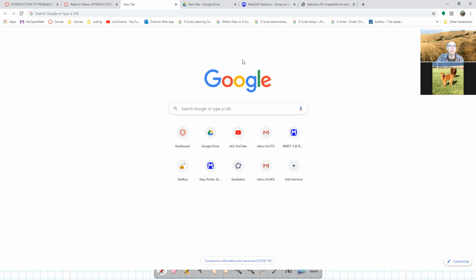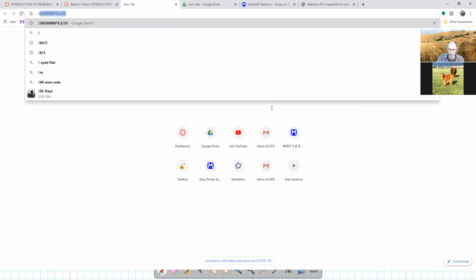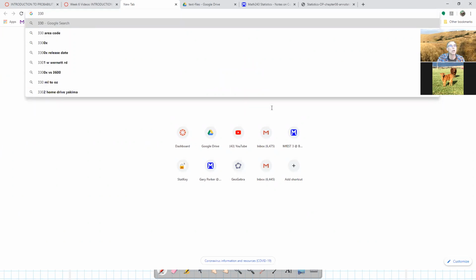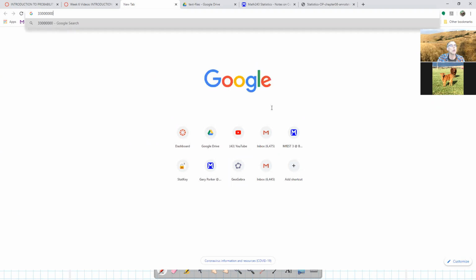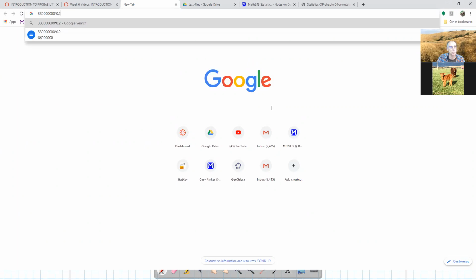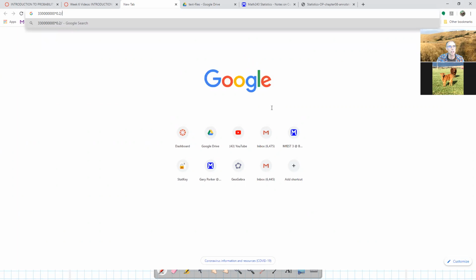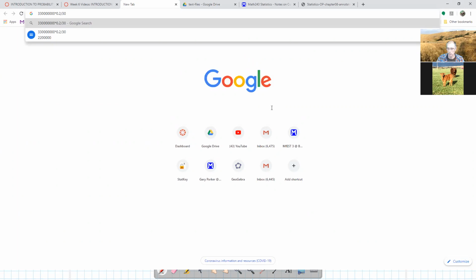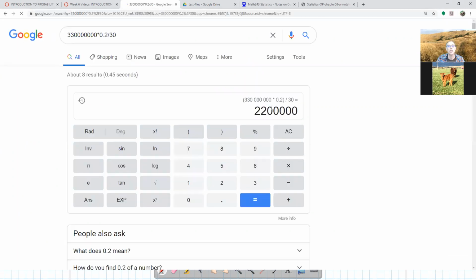So 330. So that's a little overestimate of the US population times 20% is about school-age kids, and then we divide those school-age kids into groups of 30, so there's one teacher per 30, and that gives us 2,200,000 teachers in the United States right now. Rough guess, right?